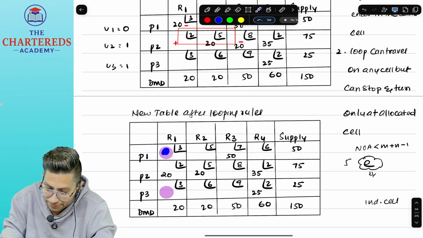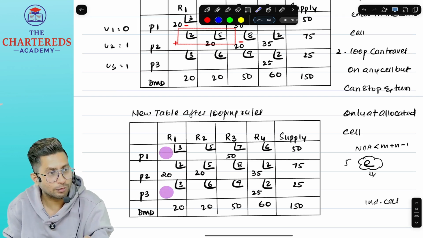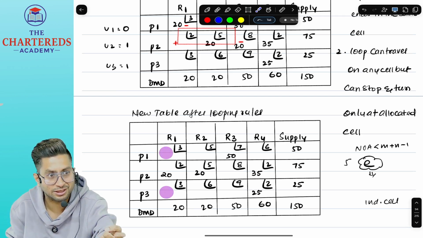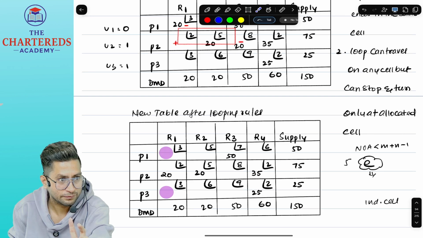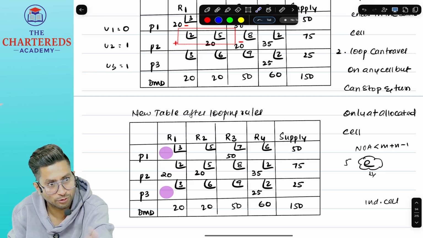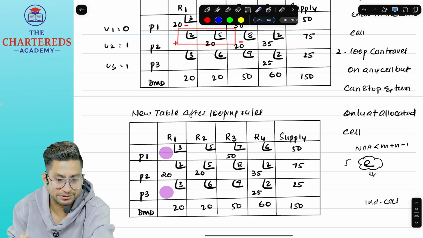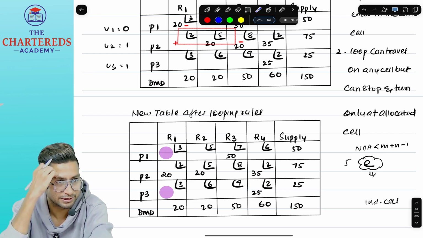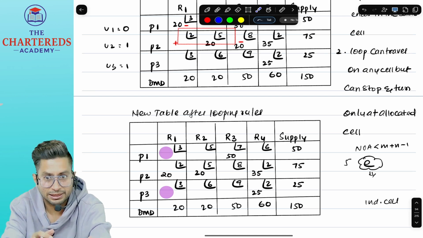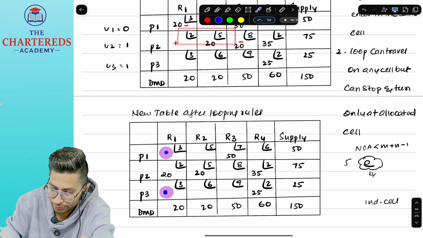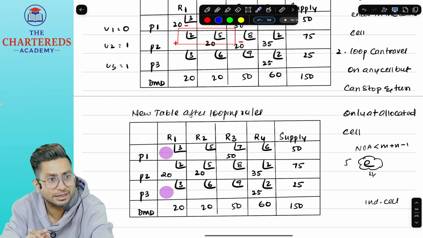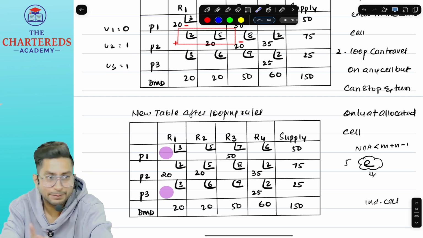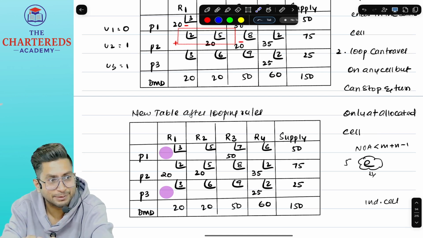Now, should I keep an epsilon here or here? Now it depends upon the third condition. What is the third condition? Unallocated we found out. Lowest cost we found out. Now we need what? Independent cell. Remember that condition? Both are unallocated, both are lowest cost. But in these two, where should I create an epsilon? Independent cell. How do I know whether it is independent or not? Loop should be formed or should not be formed?